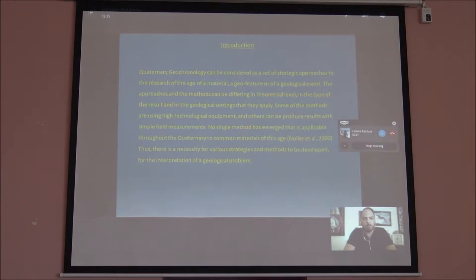So let's start from the beginning. Quaternary geochronology can be considered as a set of strategic approaches to the research of the age of the material, or of a geological event. The approaches and the methods can differ in theoretical level, in the type of the results, and the geological setting that they apply. Some of the methods use high technological equipment, and others can produce results with simple field measurement. No single method has emerged that is applicable throughout the quaternary to common material of this age. Thus, there is a necessity for various strategies and methods to be developed for the interpretation of a geological problem.